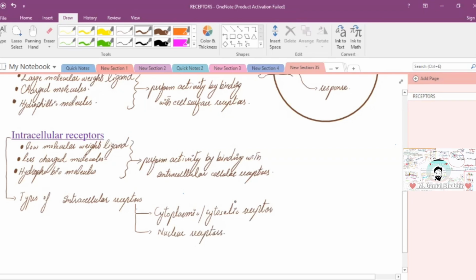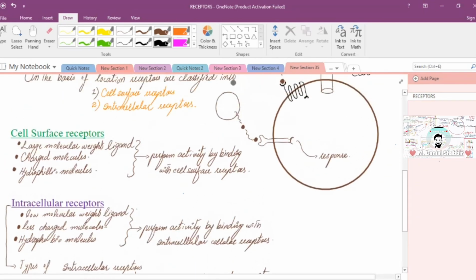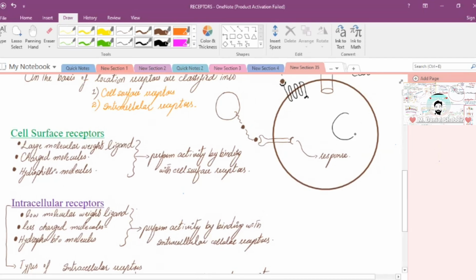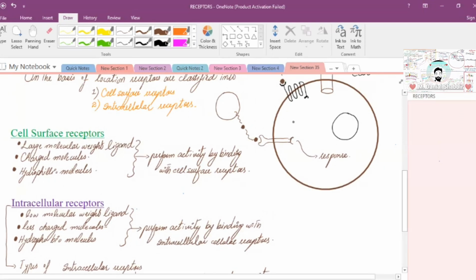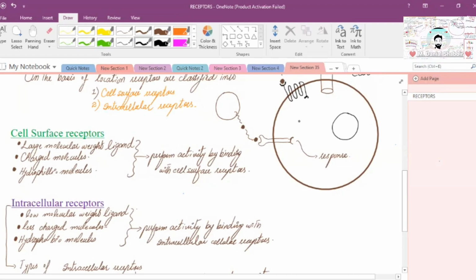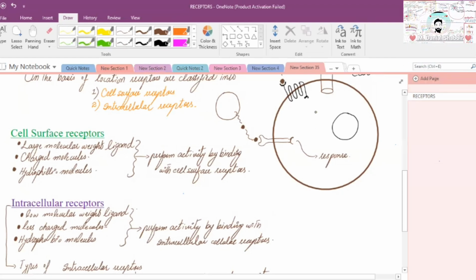So these are two types. Definitely, as you people know that this is the nucleus of the cell, right? And outer is the cytoplasm, right? Okay. If the receptor is here, let's suppose this is a receptor, and it is in the cytoplasm. This is a cytoplasmic receptor, right? And this is nucleus.